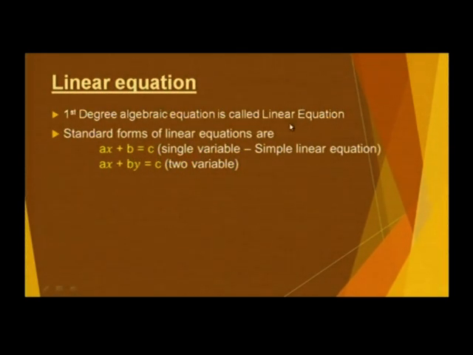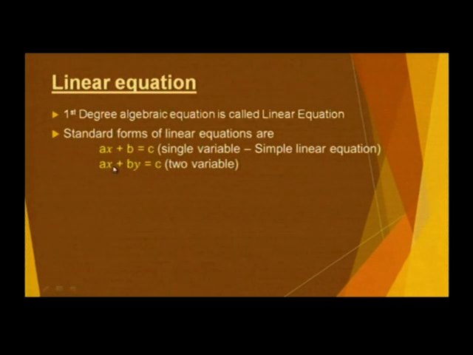Means the degree of the equation is equal to 1, then that is called the linear equation. Next, the standard form of a linear equation is ax + b = c. Here how many variables are there, friends? x, it is the one variable. So it is a single variable value. Simple linear equation, and it is a simple and linear equation.